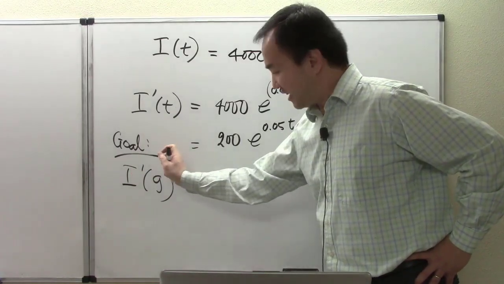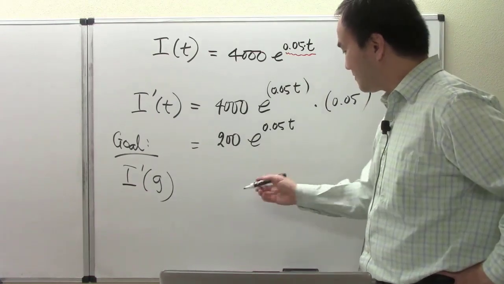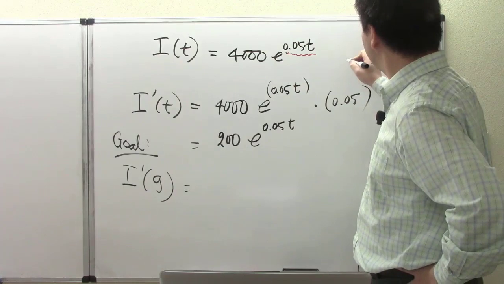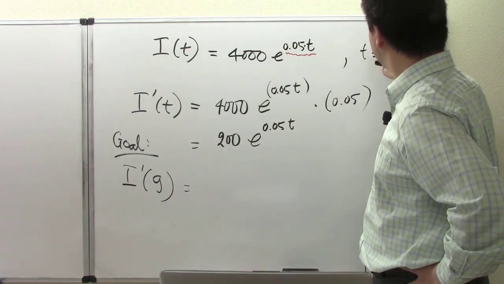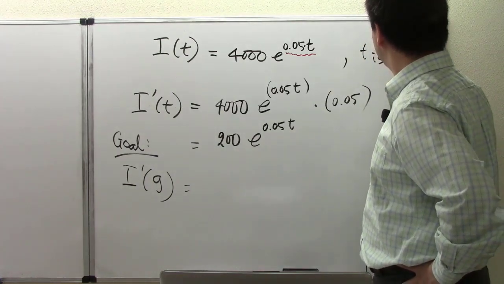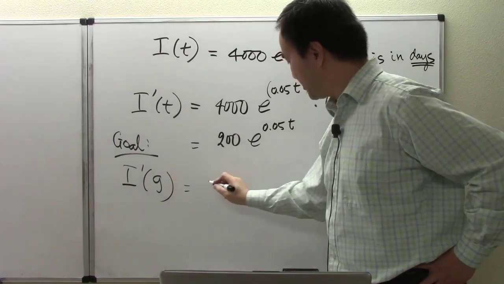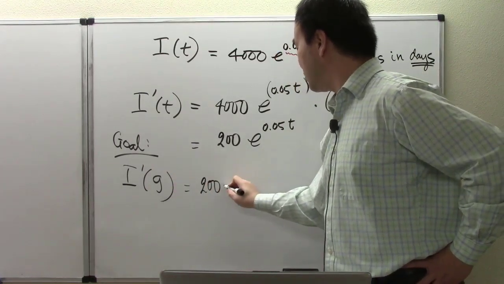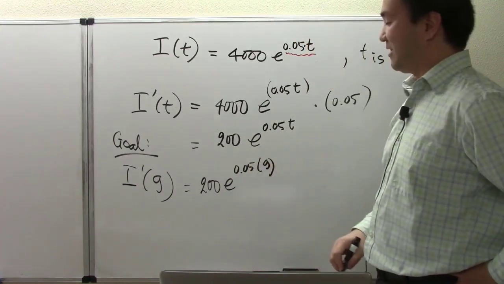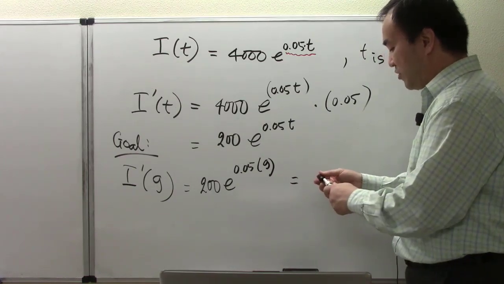Find this particular instantaneous rate of change 9 days after the outbreak was identified. So we simply substitute 9, because t in this problem is in days, how many days there are. So 9 means 9 days. So 200 multiplied with e to the 0.05 times 9 here. Okay, and so now I'm going to spend a minute here doing a calculation, and let's find out what that value is.